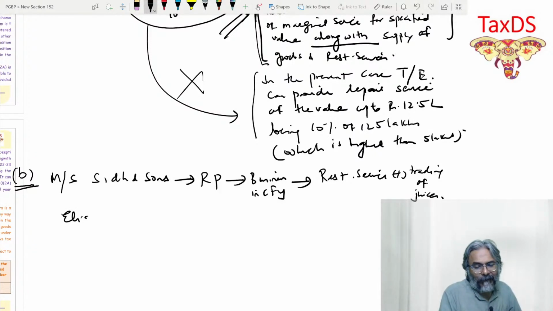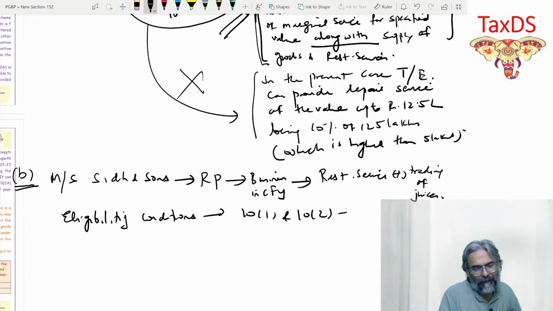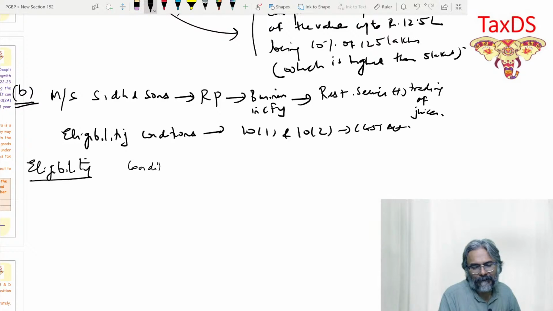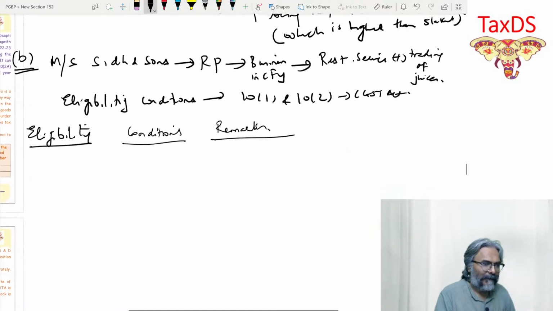Okay, where will his eligibility be? 10-1, 10-2 or 10-2A? The eligibility conditions in this case would be in 10-1 and 10-2, CGST Act. This is where his eligibility condition will be. All of you agree to this one, students? Now, the three statements: eligibility, conditions, and remark.